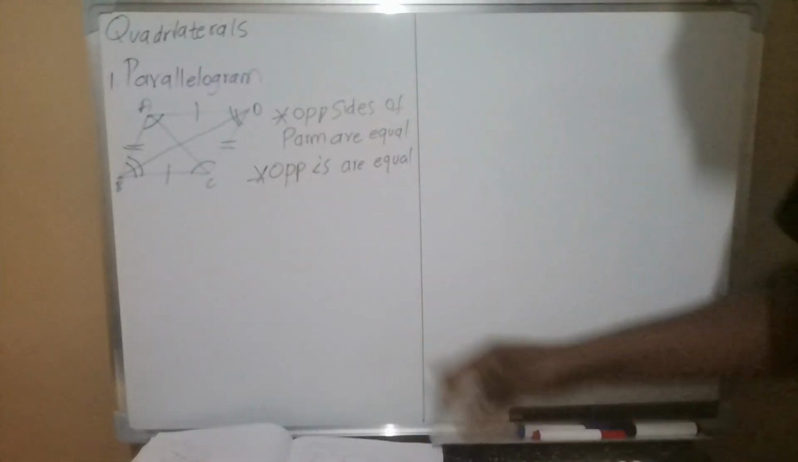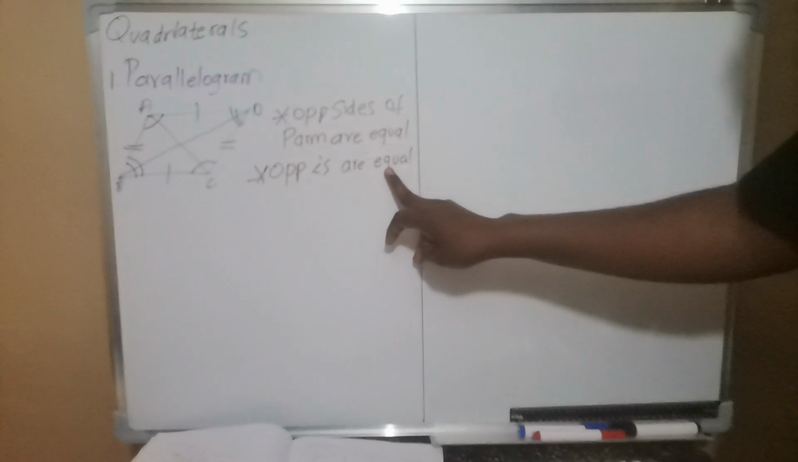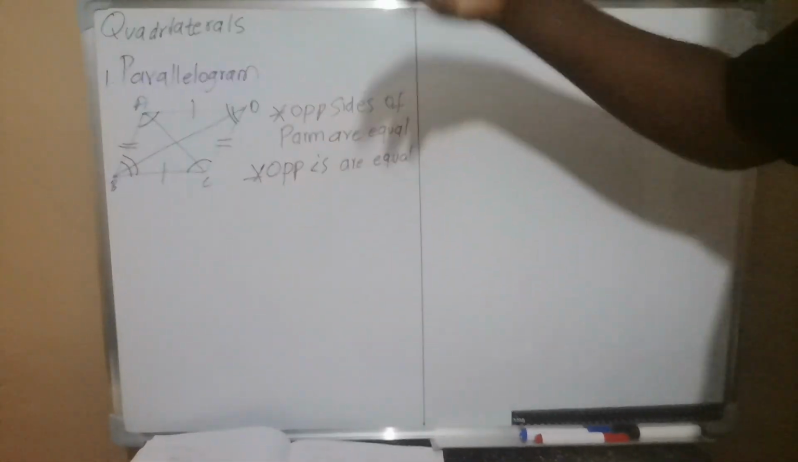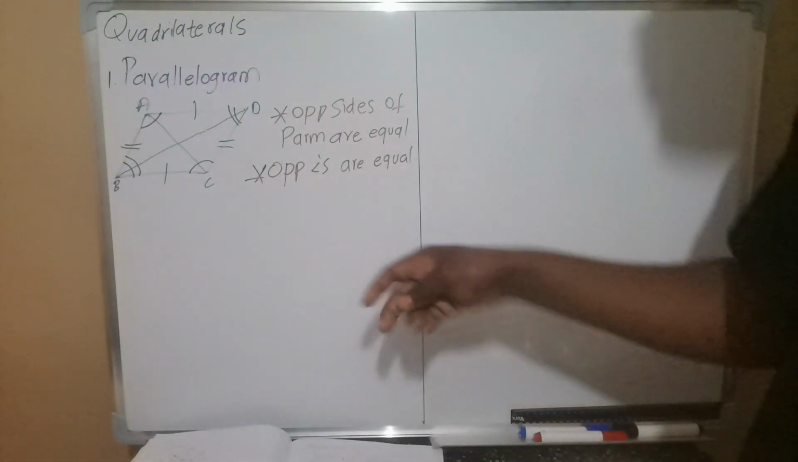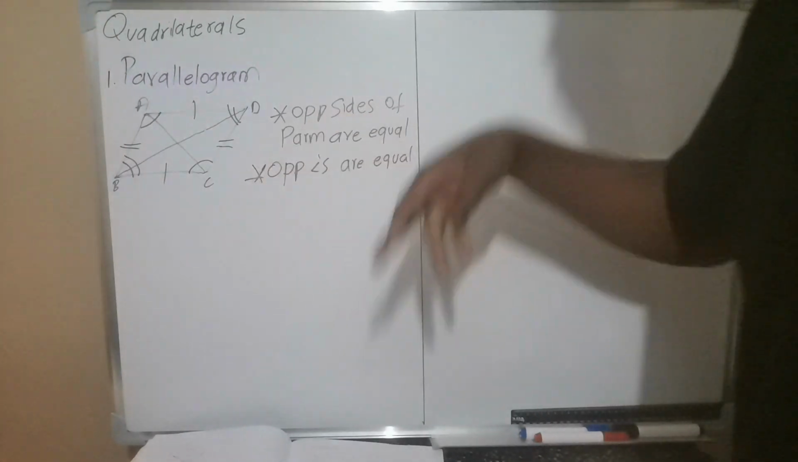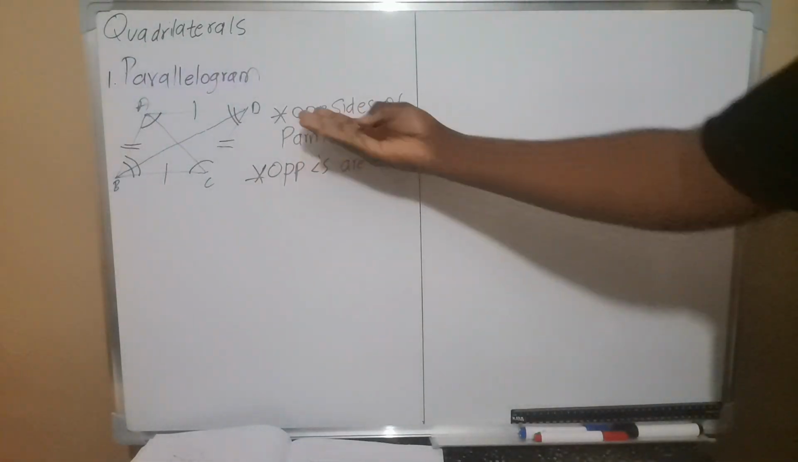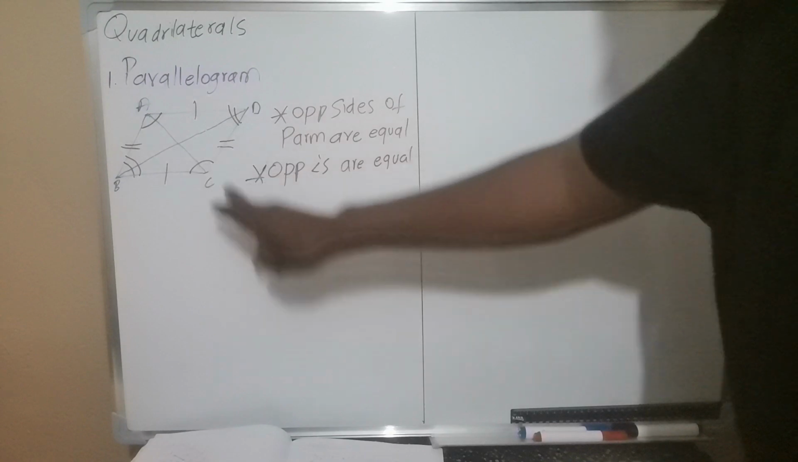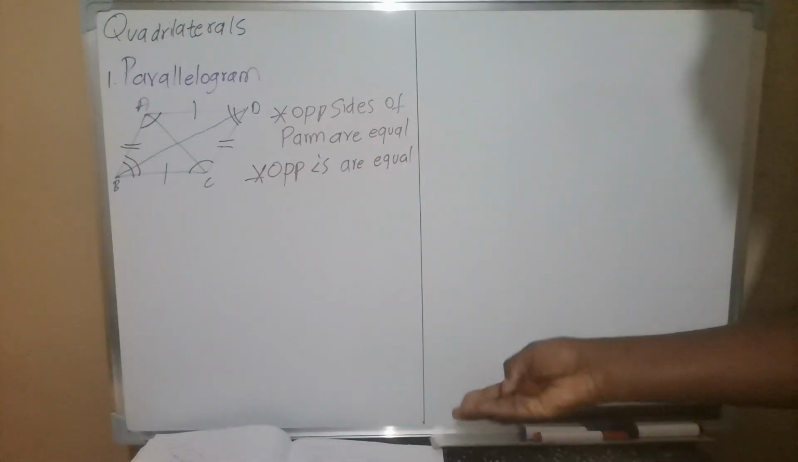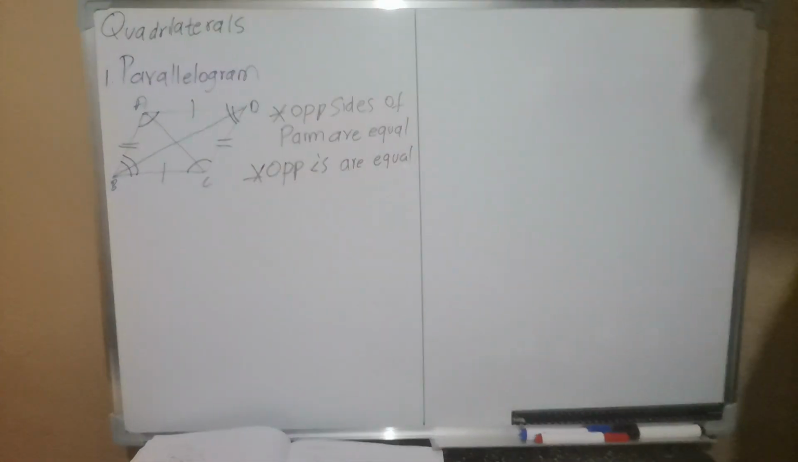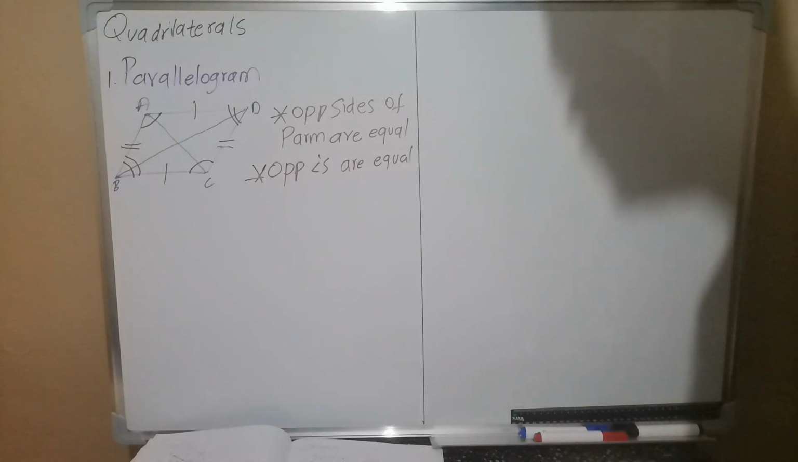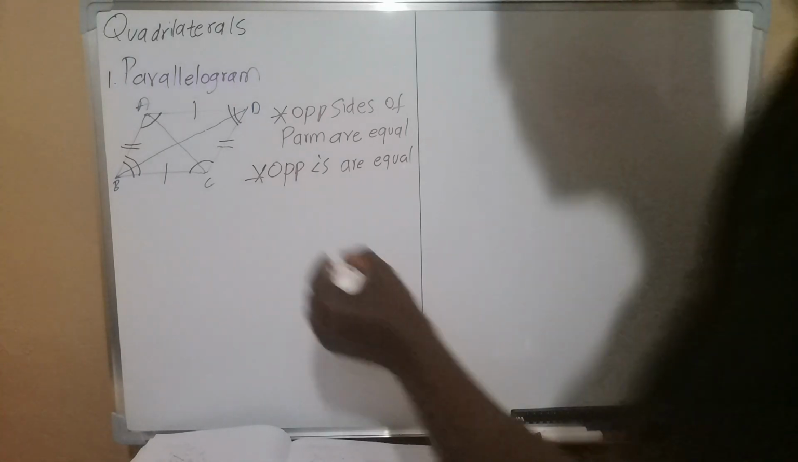Now, why do we say that? It means opposite angles are equal. If they tell you in the statement that ABCD is a parallelogram, just apply these reasons on your diagram in a question. You must just apply these steps. Another one is diagonals bisect.